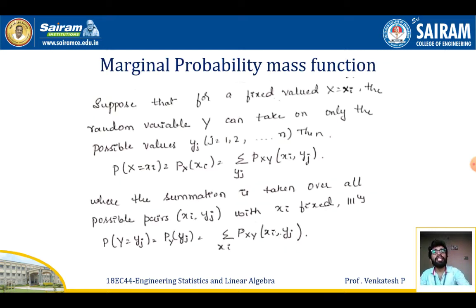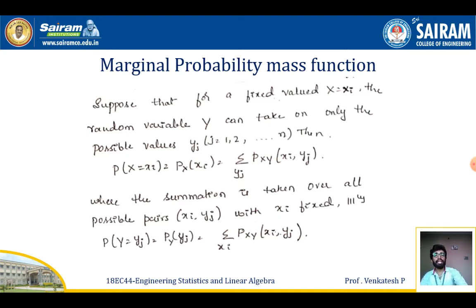Next is the marginal probability mass function. In the case of discrete random variables also, we can define the marginal PMF. Suppose that for a fixed value of capital X equal to xi, the random variable capital Y can take on only the possible values yj, where j ranges from 1 to n. Then the probability of the random variable capital X is equal to the summation with respect to yj of the probability of xi comma yj. To estimate the marginal probability mass function with respect to x, I can use this formula.